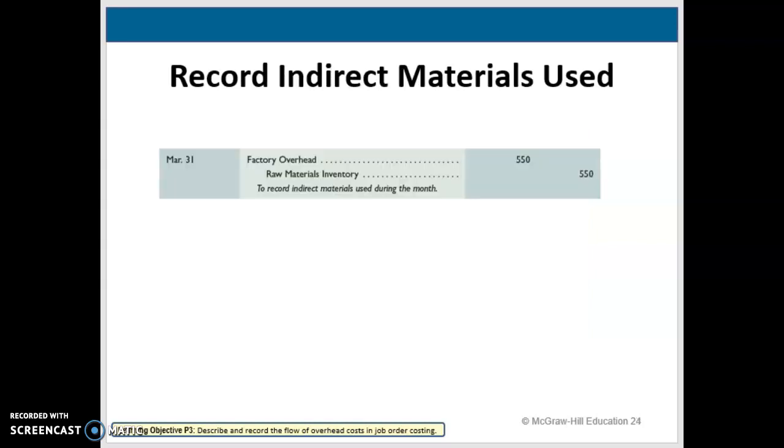If we look at our next one, we're going to record the indirect materials used. During March, Road Warriors incurred $550 of actual indirect material costs based on the materials requisitions they had. The use of the indirect materials yields the entry that we see here, where we're debiting factory overhead and taking out of raw materials inventory. The entries can be posted to our general ledger accounts, and it's posted to the indirect materials in our subsidiary factory overhead ledger. Unlike recording the direct materials, actual indirect materials costs incurred are not immediately recorded in work in process and are not posted to job cost sheets.